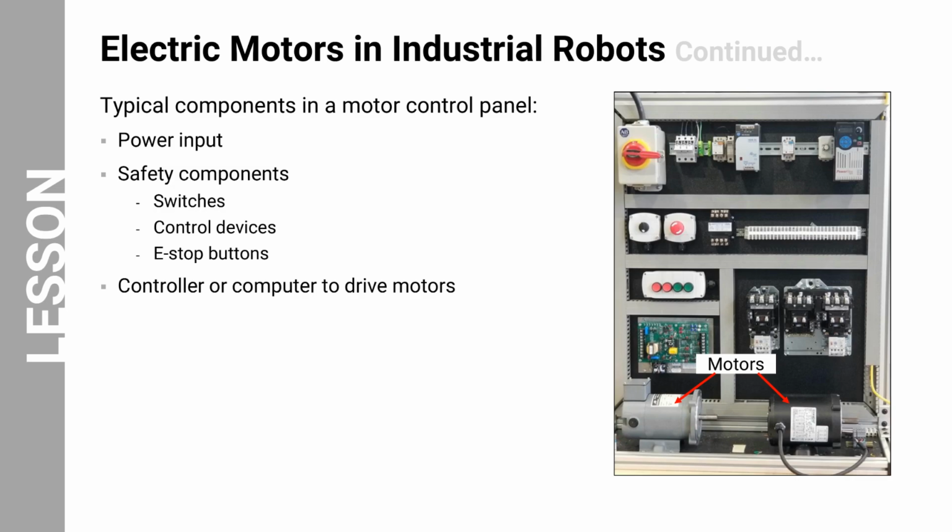The panel image here provides a high-level overview depicting an electrical panel with two motors attached. The panel illustrates the various electrical components that connect to the motors. It includes power input, safety components such as switches that shut off power in case of excessive current, control devices such as ladder logic or programmable logic controller at the top, and safety features like emergency stop buttons. Finally, the controller or computer that drives individual motors is also part of the system. At the bottom, you can see the two motors, which could be AC, DC, or a combination of both, connected via wiring.